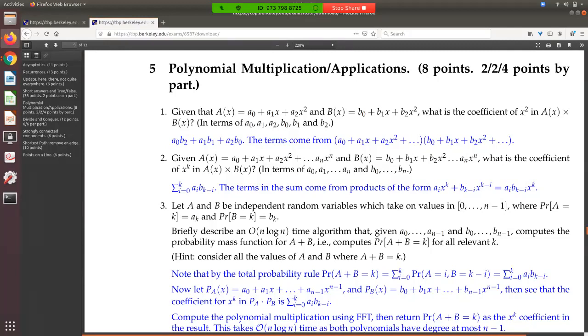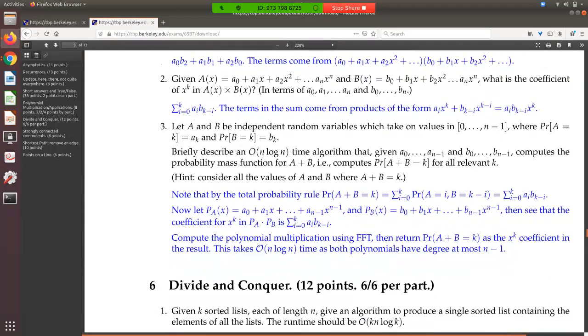And it asks you to note that if you have probabilities, what's the probability that A plus B is going to be K? Well, these are discrete variables, so it's pretty easy. It's that A is 0 and B is K, or A is 1 and B is K minus 1, or A is 2 and B is K minus 2, and so on. So this actually gets exactly the structure of polynomial multiplication.